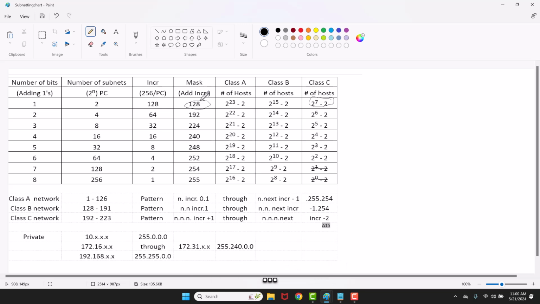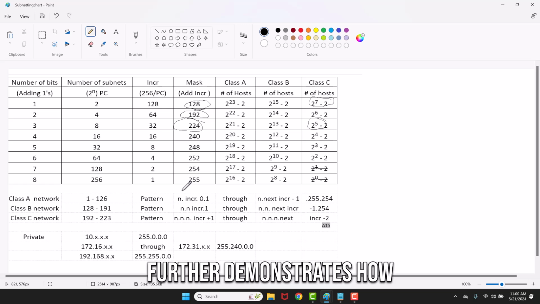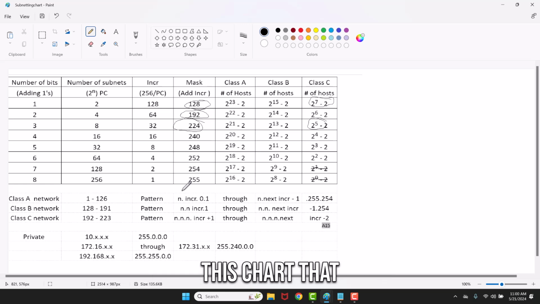For network B, where we needed 6 zeros to support the 50 hosts that we needed, we went to 2 to the 6th, and our mask is going to be 192. And for network C, where we needed 25, it's going to be 2 to the 5th power, and our mask is going to be 224. So hopefully this further demonstrates how you can use this chart that I showed you initially in the last video on how to subnet for a certain number of networks.